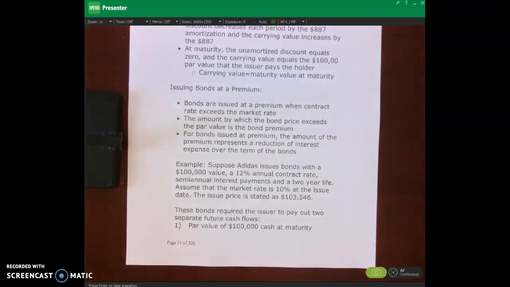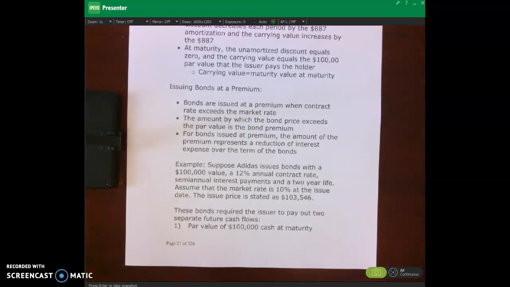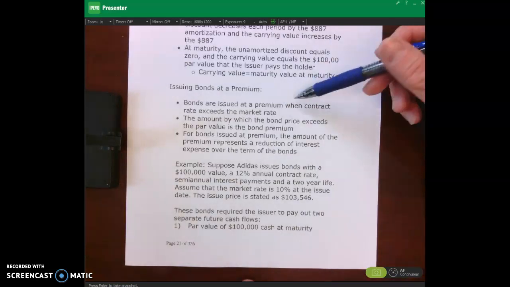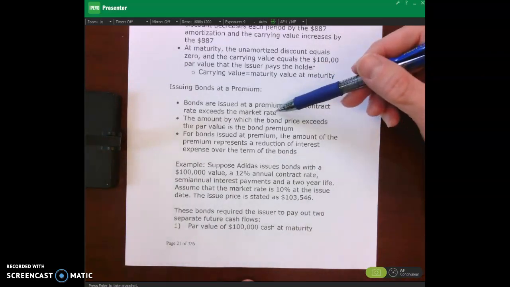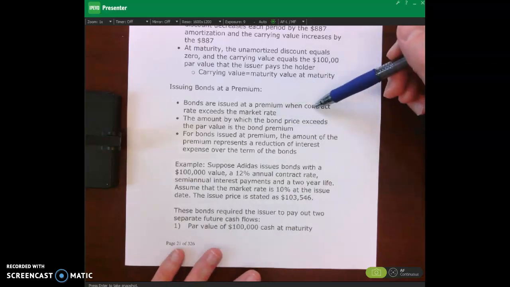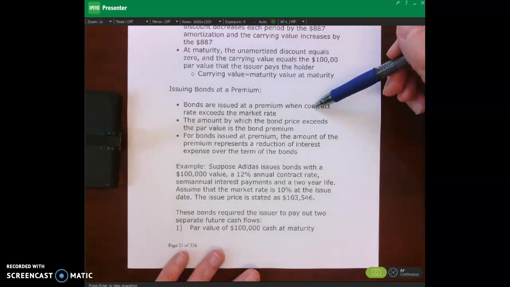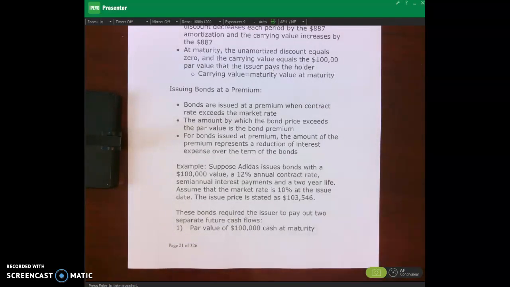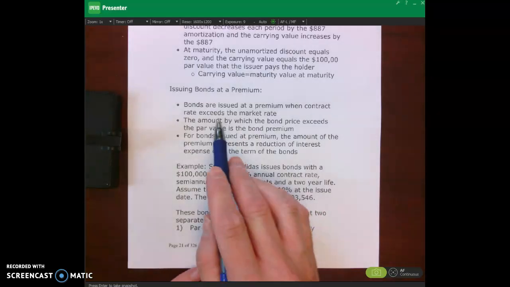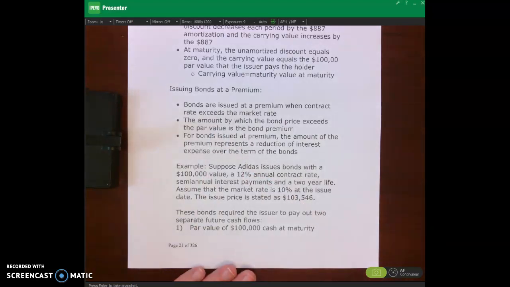Remember, bonds issued at a premium basically means that our contract rate is higher than our market rate. So we, the bond issuers, are paying more than companies similar to us for the same type of bond. Our rate of return is higher than what they're paying. So that means people want to buy our bonds. What happens to the price of something when everybody wants to buy it? It goes up. So we have a bond premium.